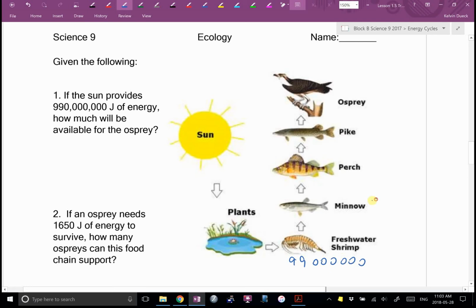The minnows are going to get 9, 9 with 5 zeros. Are you seeing why I count zeros, Jimmy? It makes it way easier. The perch are going to get 9, 9 with 4 zeros. The pike are going to get 9, 9 with 3 zeros. And the osprey are going to get 9, 9 with 2 zeros. Then I go back and I put the commas in.